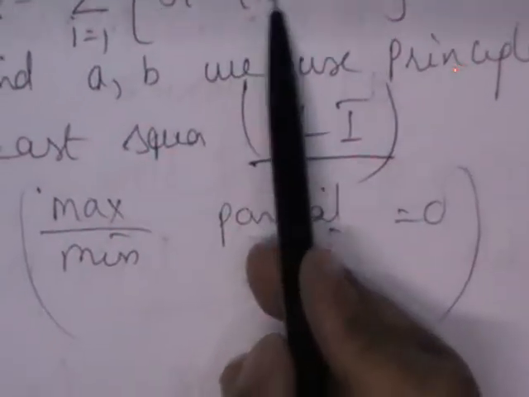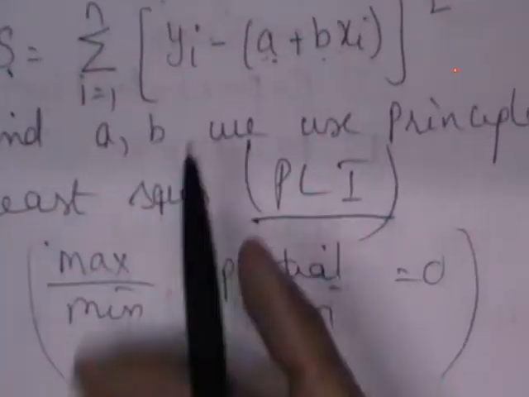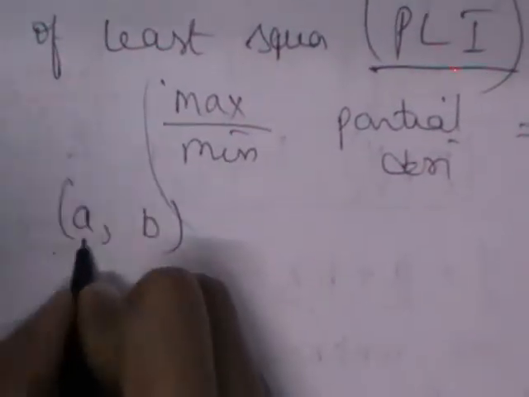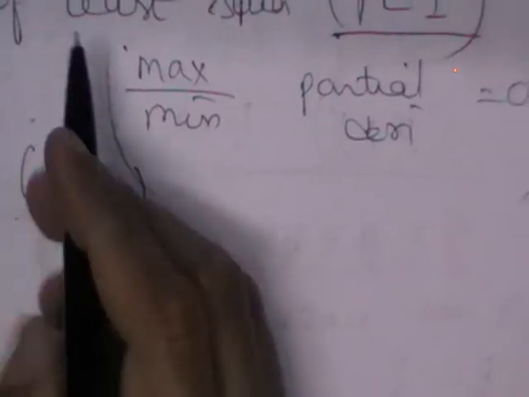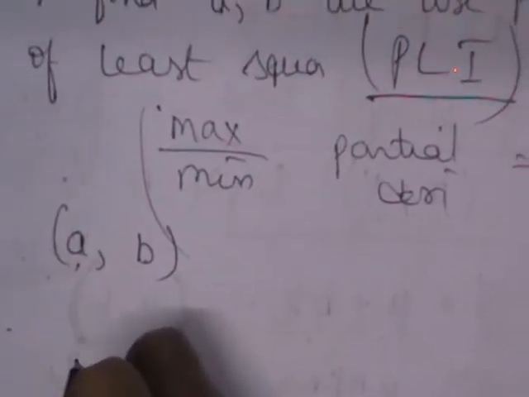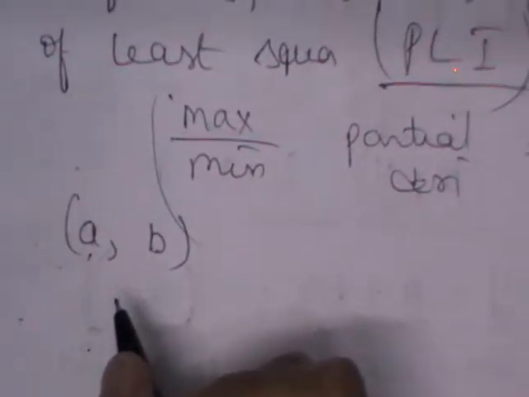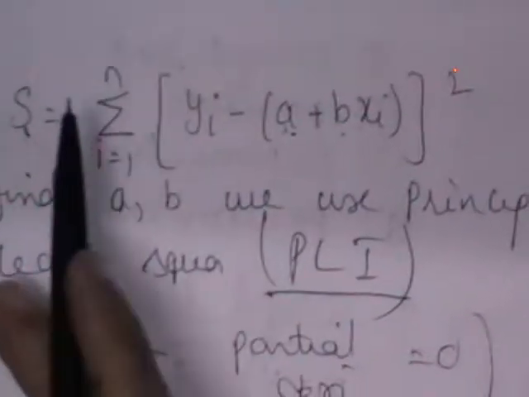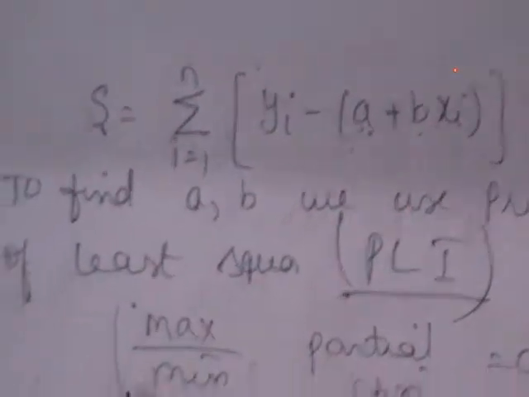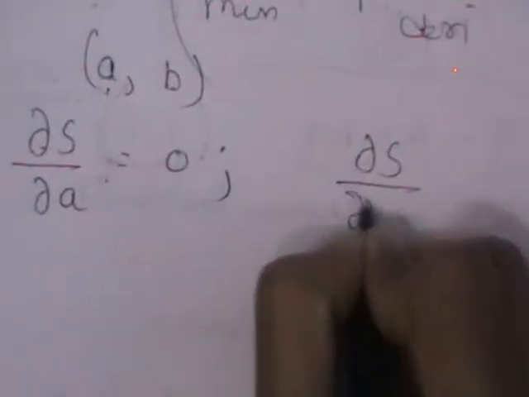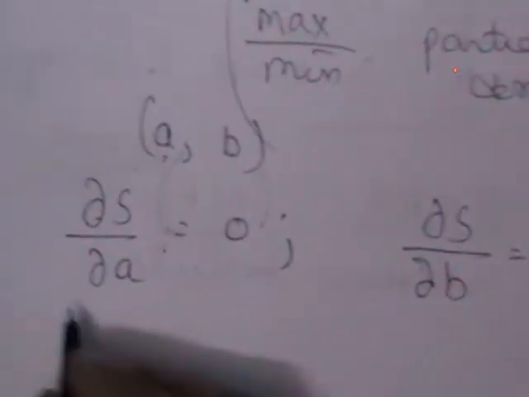Now, how many constants are there? We have two constants, a, b. If you want to find out a, b, your S should be minimized with respect to a once and with respect to b once. Again, I am repeating. To find out the unknown constants a, b, you should minimize S with respect to a and with respect to b. That is, you should find dou S by dou a equals 0, and dou S by dou b equals 0.